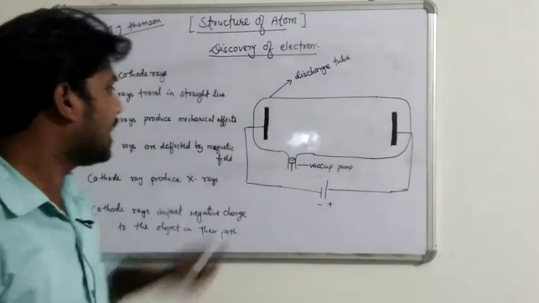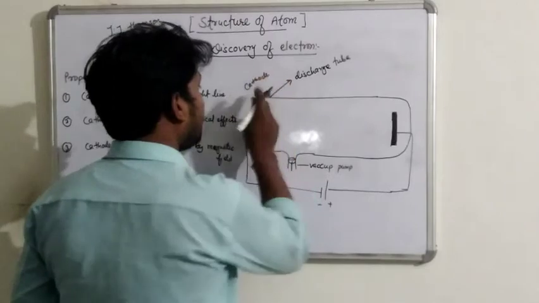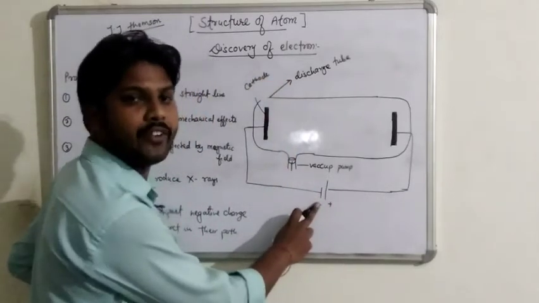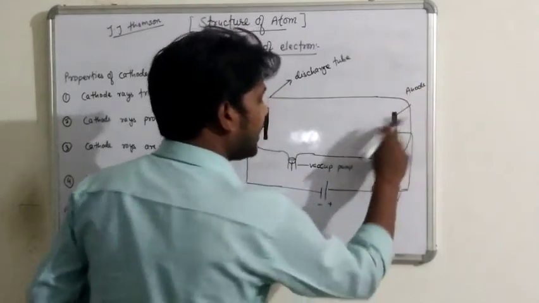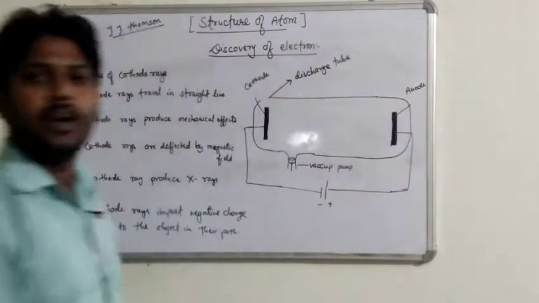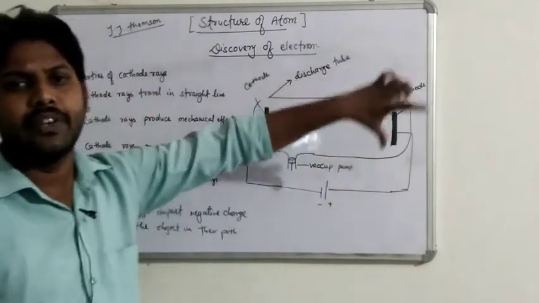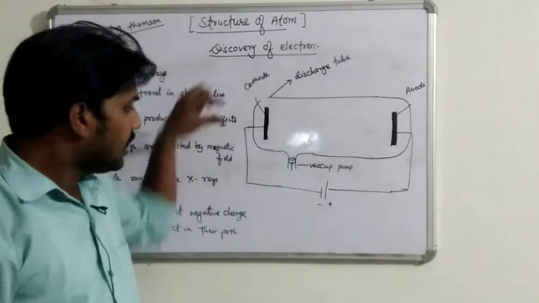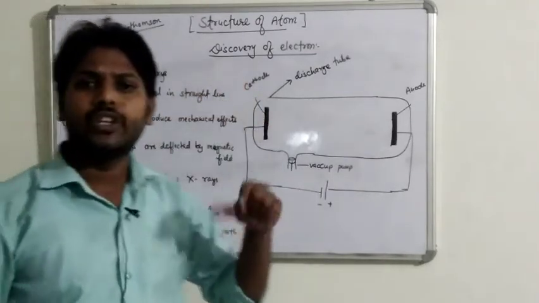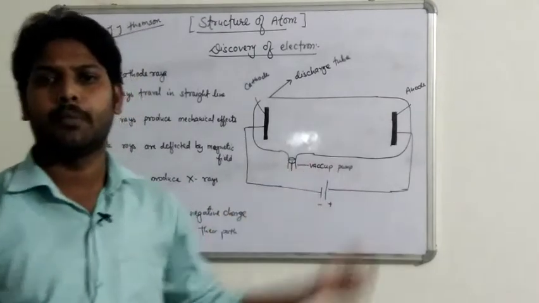The first is cathode, which is connected to the negative terminal of the battery, and the second was anode, which was connected to the positive terminal of the battery. He filled gas inside the discharge tube, and in order to increase or decrease the pressure of the gas, he used a vacuum pump.